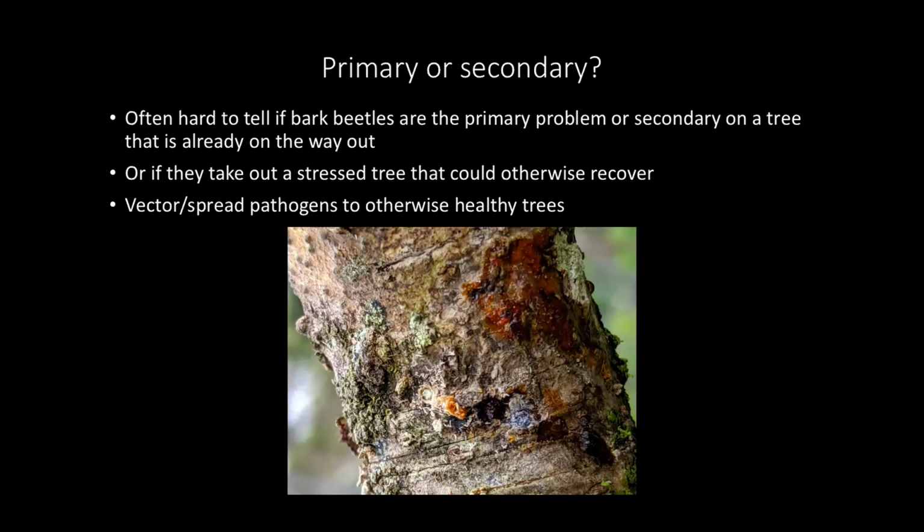Bark beetles are able to pick up on stressed wood often before any problem is apparent to our set of human senses, so it's often hard to tell. Sometimes they are known to spread pathogens, either by vectoring them themselves, or by creating holes in the tree that allow for the entry of those pathogens.